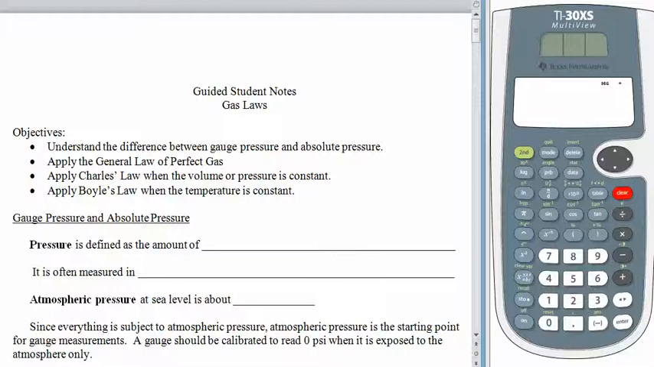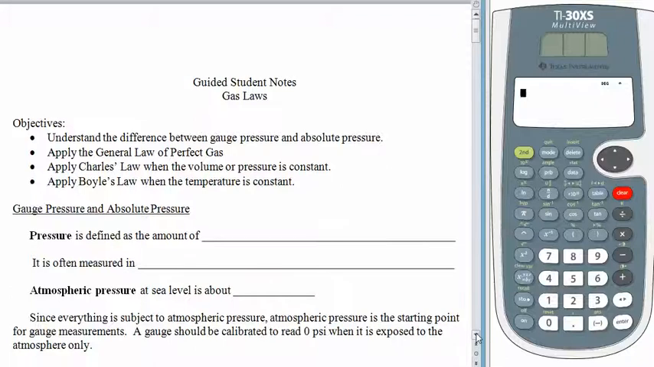We're going to be using a couple of laws. Perhaps you've heard of them before. We'll have the general law of perfect gas, and then we'll talk about Charles's law and Boyle's law, things that happen when either the volume, the pressure, or the temperature are constant. But before we begin, let's talk about pressure.